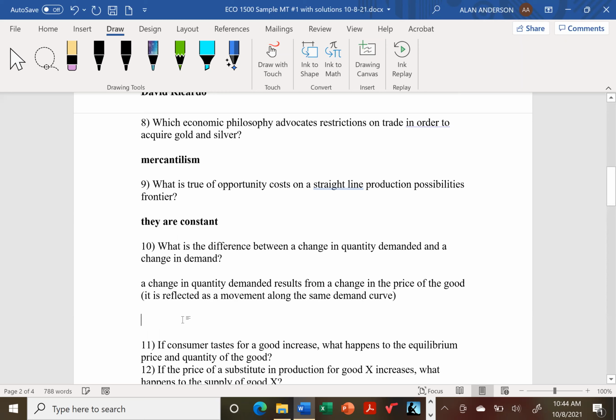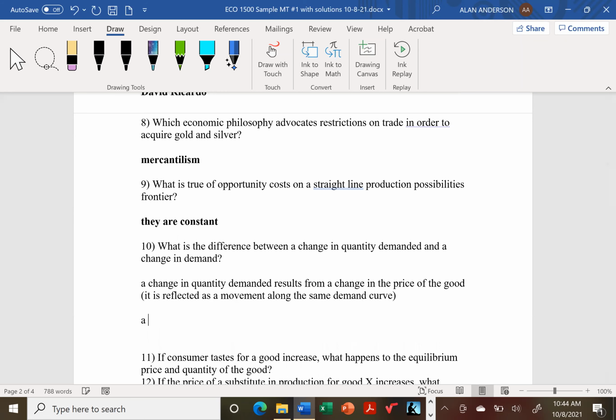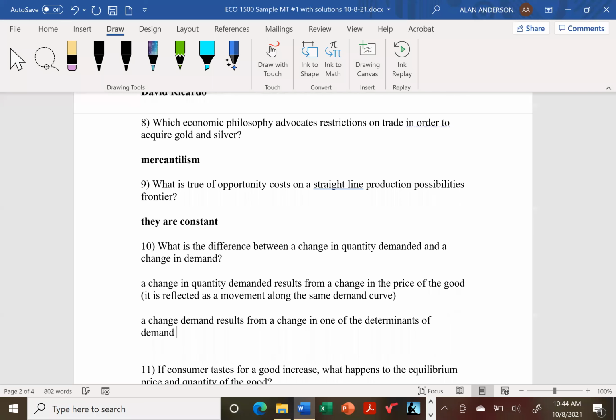But on the other hand, what about a change in demand? A change in demand results from a change in one of the determinants of demand other than the price. In other words, it's everything else but the price, okay? It results from a change in one of the determinants of demand, and it is reflected, and I'm just throwing this in here, it doesn't specifically ask this, but it is reflected as a change or a shift of the entire demand curve.